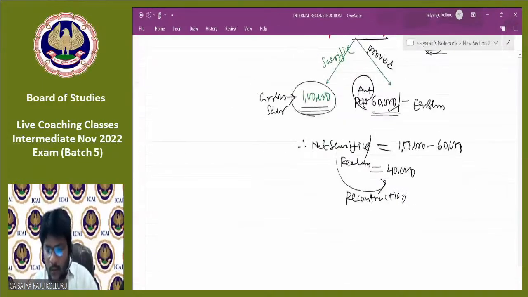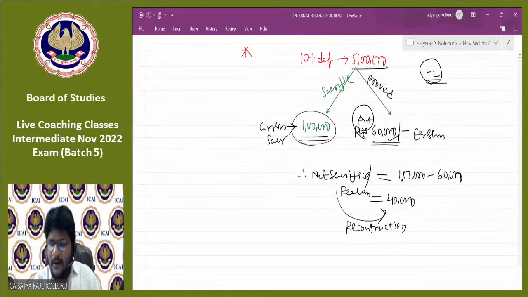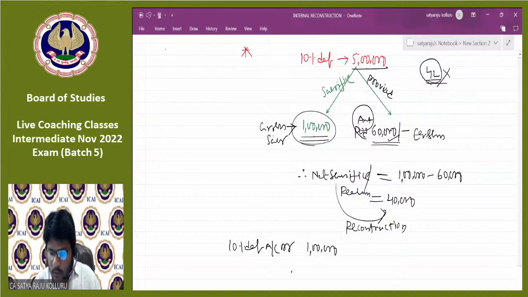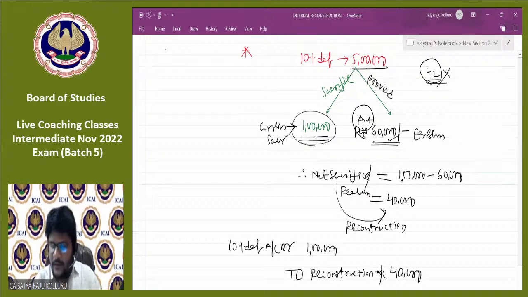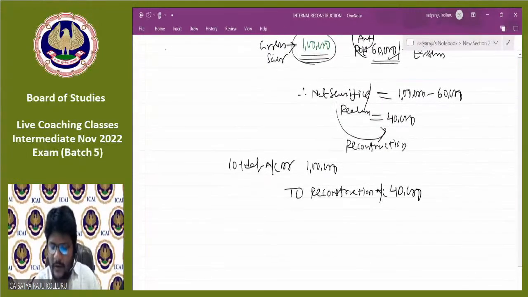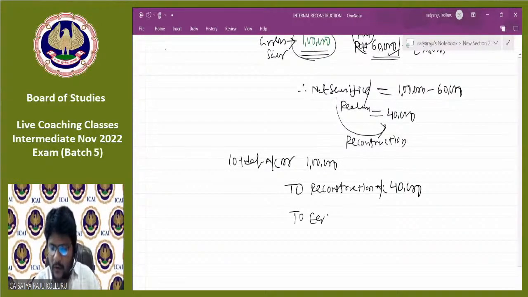Okay, now what will be the journal entry, sir? There is no question about 4 lakhs, right? That's why I don't want to think anything about 4 lakhs. I only think about that 1 lakh, that is 10% debentures account debit. Only 1 lakh you can reduce. What is the real sacrifice? Transfer to reconstruction account, that is 40,000. What about the remaining 60,000? We are issuing equity shares, that's why to equity share capital account.